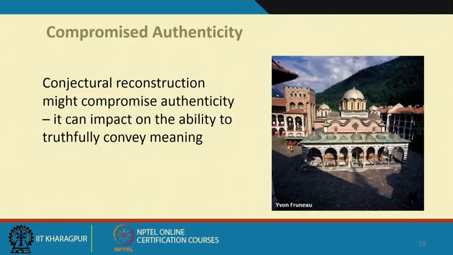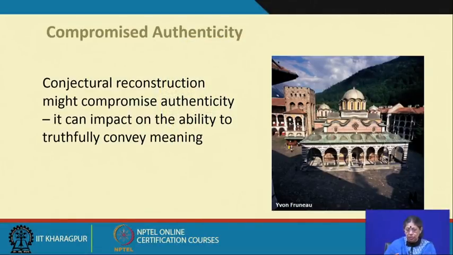So, that is what we call compromised authenticity. The conjectural reconstruction, for example, in this case the conjectural reconstruction that this could have been like that, might compromise the authenticity; it can impact the ability to truthfully convey the meaning.